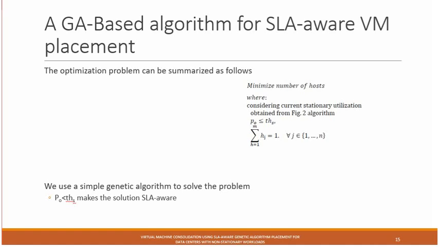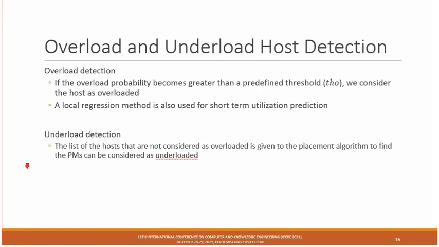The optimization problem can be defined as minimizing the number of active hosts using the workload trace exported from the previous algorithm while keeping the probability of overloading below a predefined threshold. The threshold makes the algorithm an SLA-aware solution.